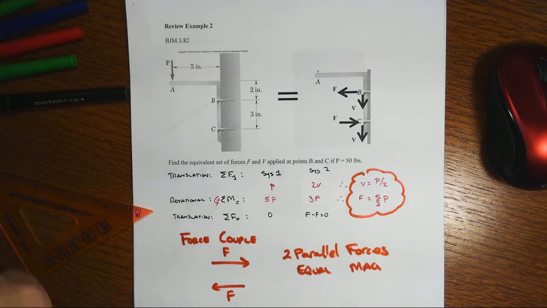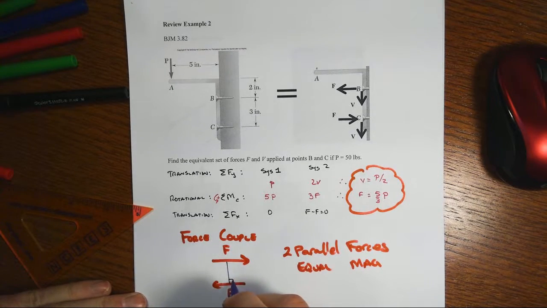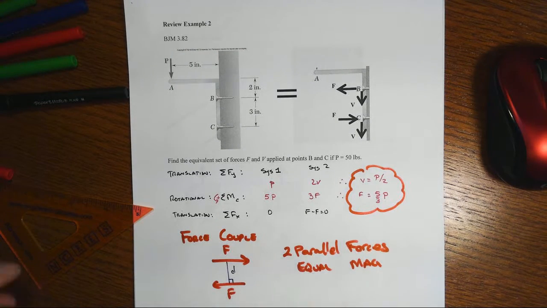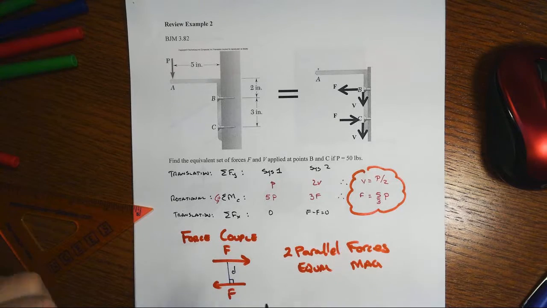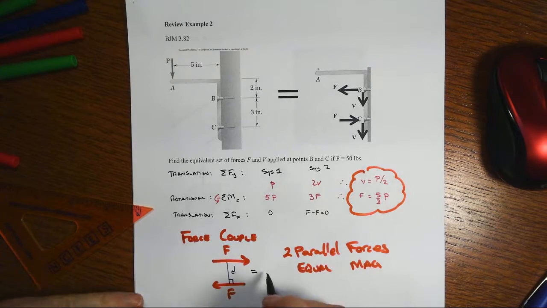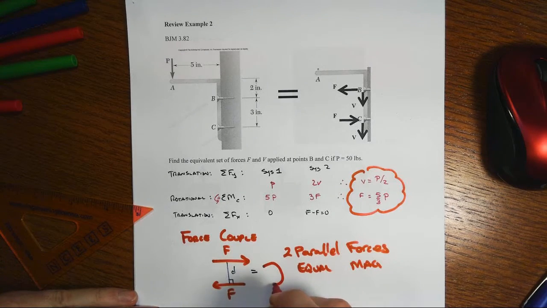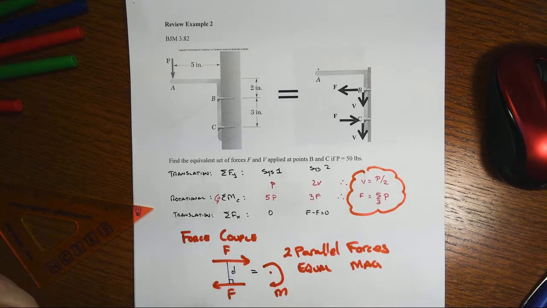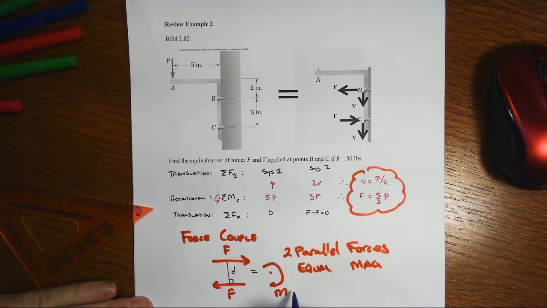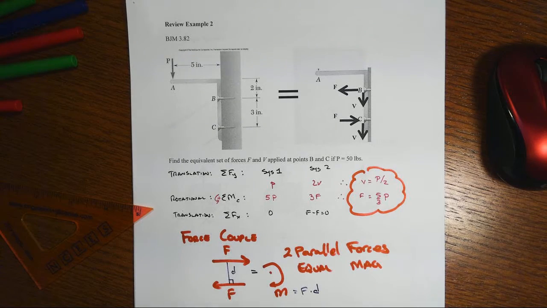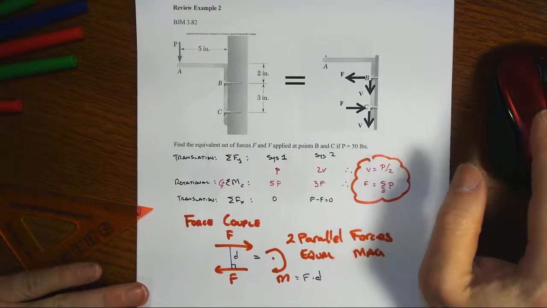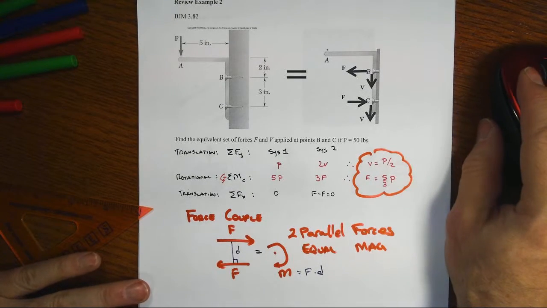And so whatever the distance is between them, that'd be the perpendicular distance, then that is equivalent to a moment M. It doesn't matter where that point is, because no matter where that point is, that moment will equal F times D, and they'll be identical from a statically equivalent, or statics, perspective.